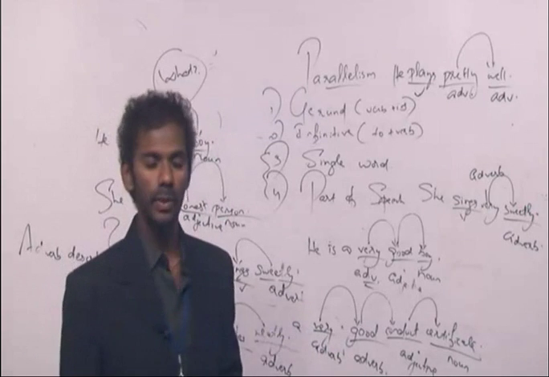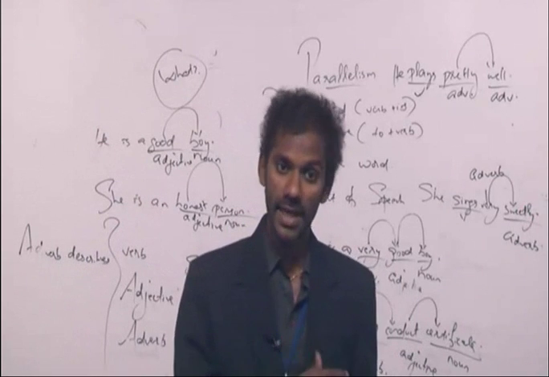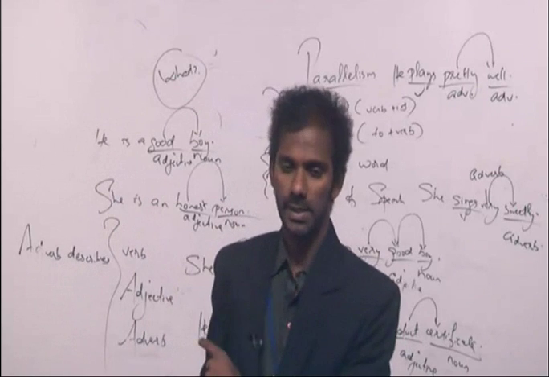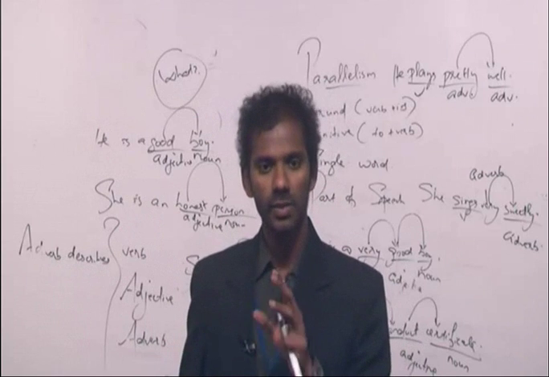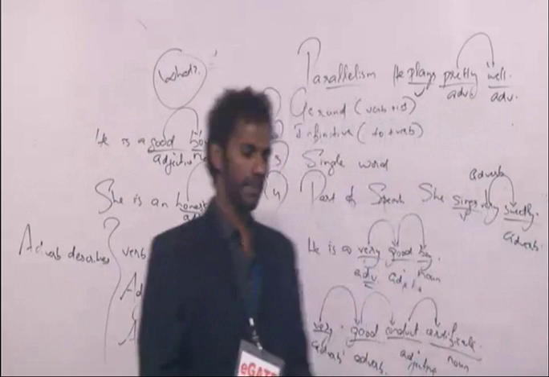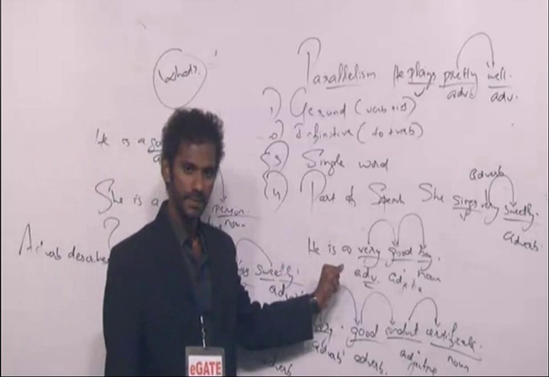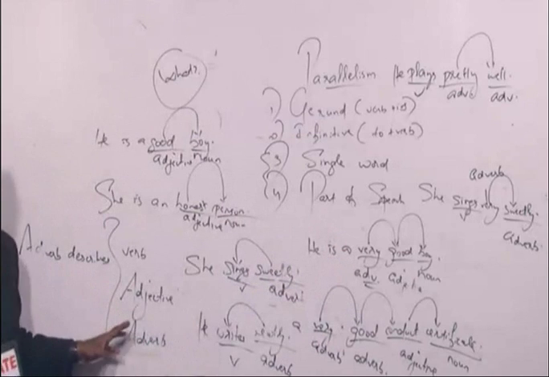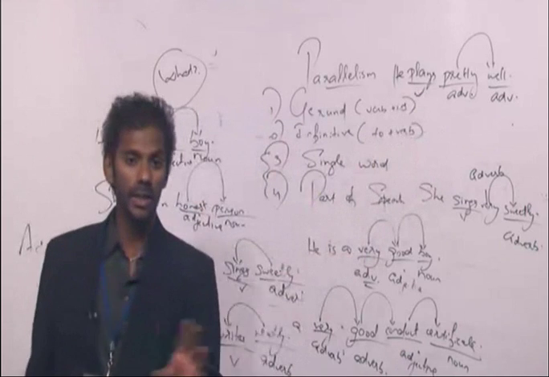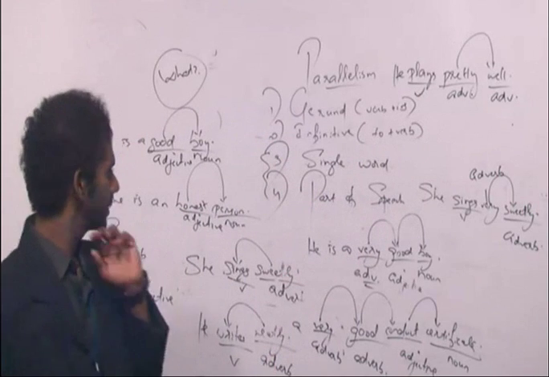Clear? So I told you what a noun is. I told you what a pronoun is. I told you what an adjective is. Any word that describes a noun or a pronoun. I told you what an adverb is. Clear? It has three definitions. One is that it describes a verb. These are the examples. Second definition, an adverb describes an adjective. These are the examples. Third definition is an adverb describes another adverb. These are the examples. Clear? So learn it with the help of examples. Got it? No doubt? Yes.